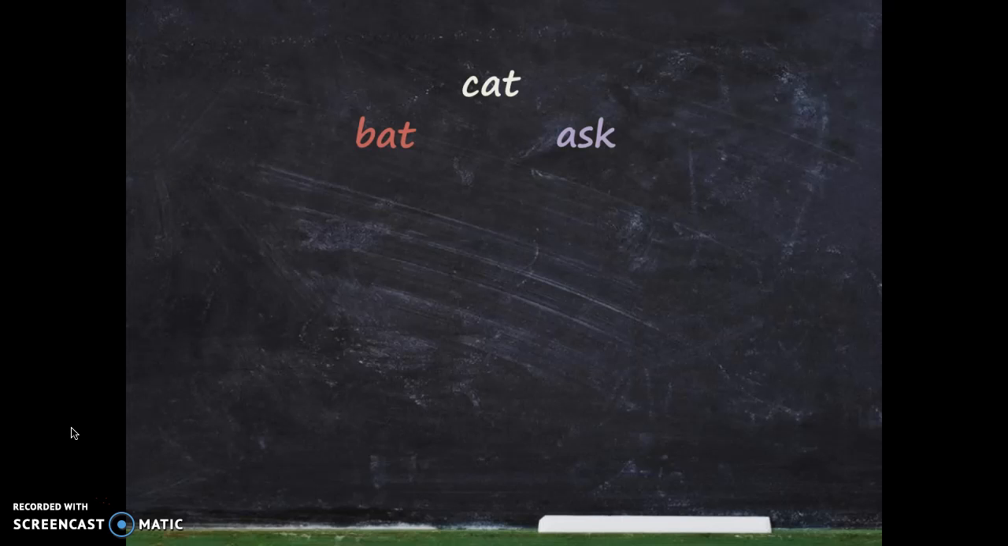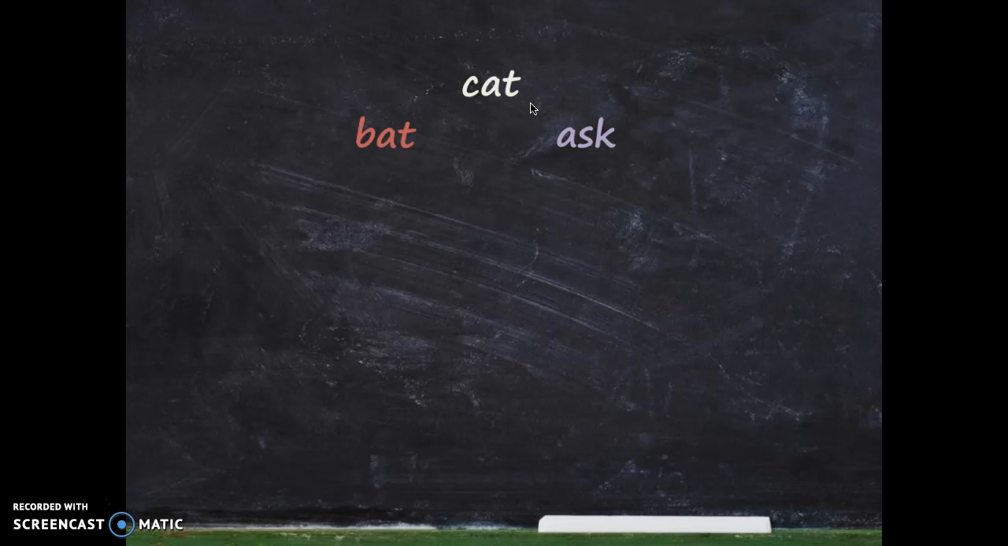So I would like you to spell out the word cat, and I would like you to segment it into different sounds. K, a, t, cat. What sound do you hear in cat? If you said a, you are correct. That makes the short A sound.